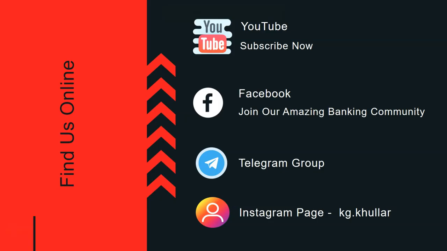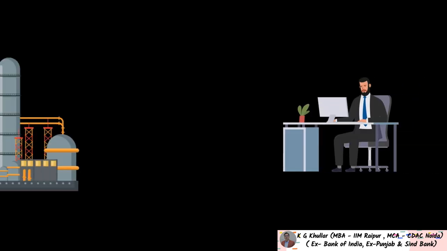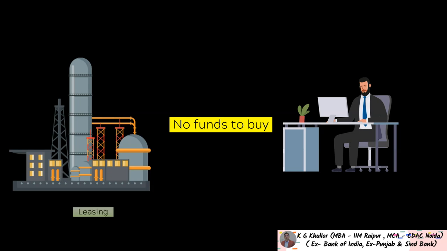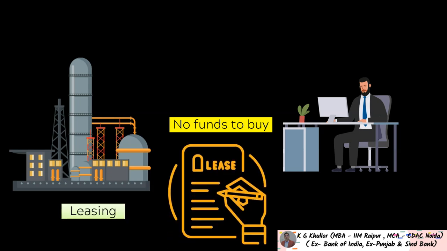Now just imagine you are a CEO of a growing company and you need an expensive industrial machine for your operations. But here's the catch. You don't have enough funds to buy it right now. What do you do? You take a loan and increase your debt burden, or is there a smarter way to acquire the asset? Friends, that's where leasing comes in. A powerful financial tool that makes businesses use high-cost assets without owning them right away.